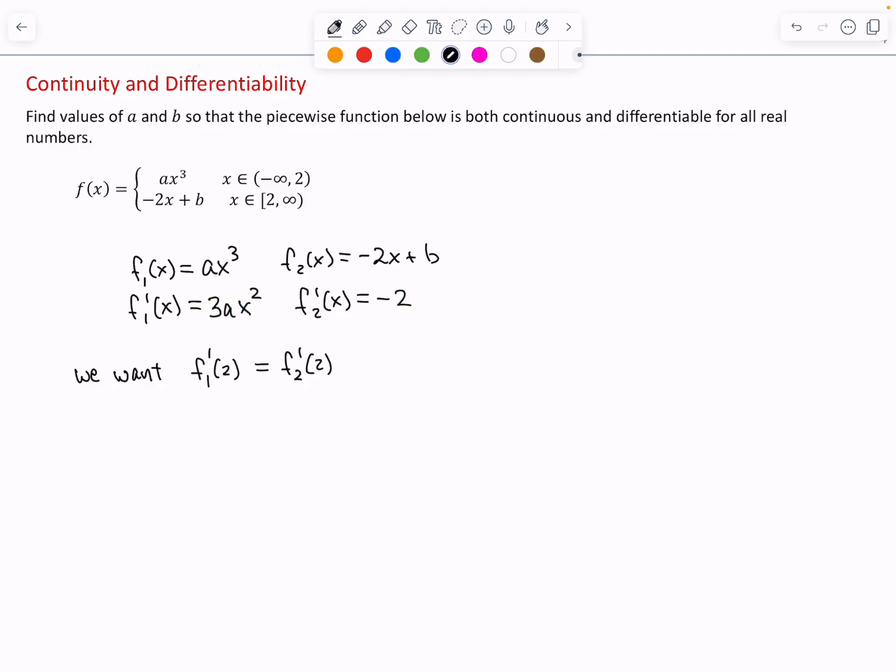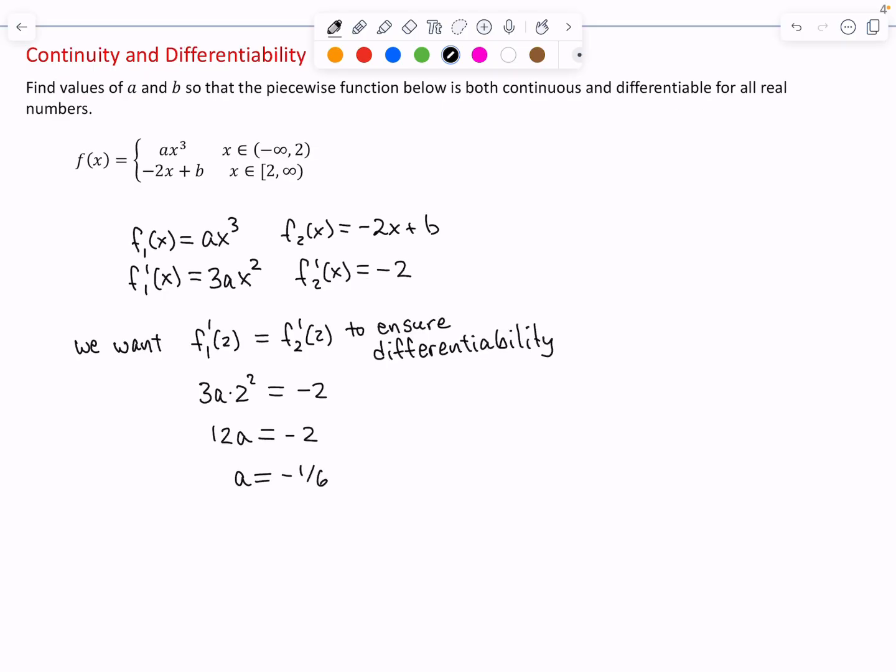f1 prime of 2 is equal to 3a times 2 squared. We want that to be equal to f2 prime of 2, which is just negative 2. This gives me an equation for which I can solve for a. 2 squared is 4 times 3 is 12. So 12a equals negative 2, and divide by 12, and we get negative 1/6. a needs to be negative 1/6 to ensure differentiability at x equals 2.